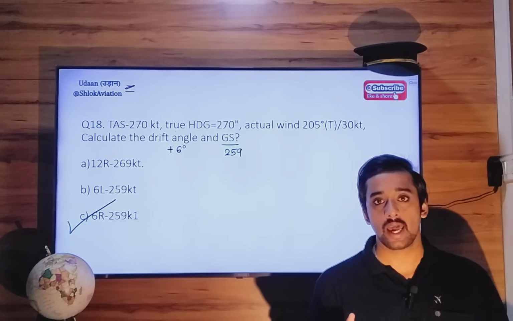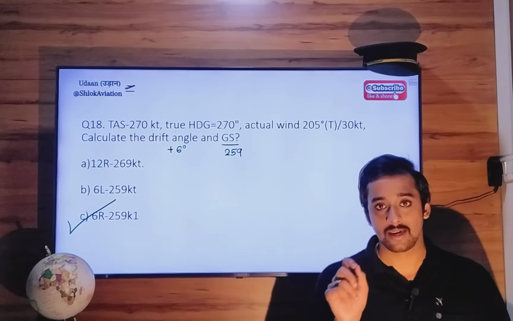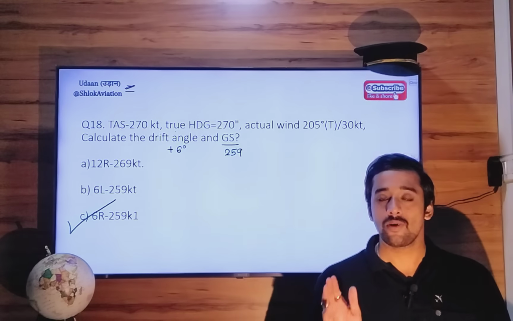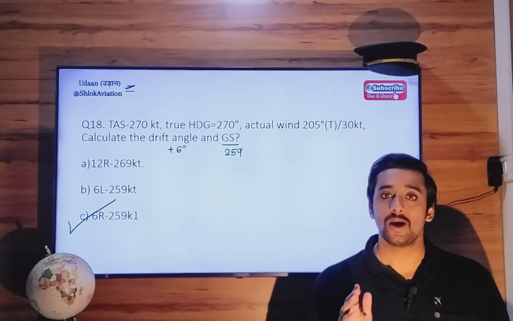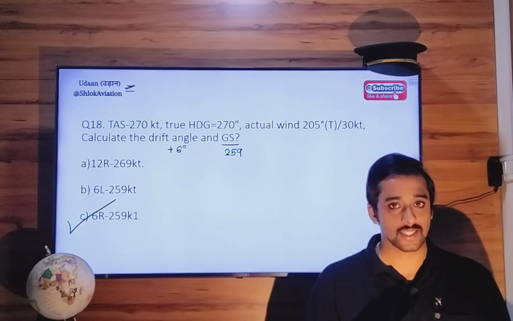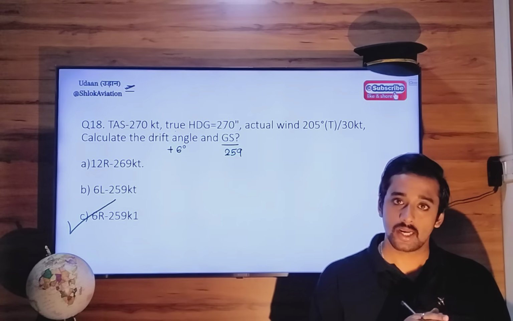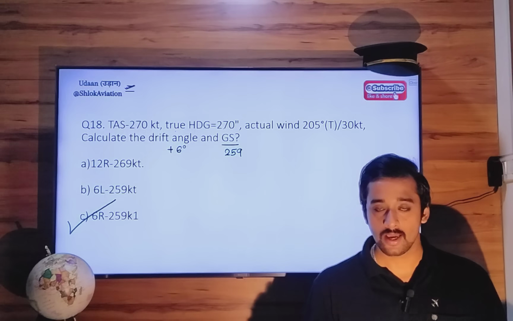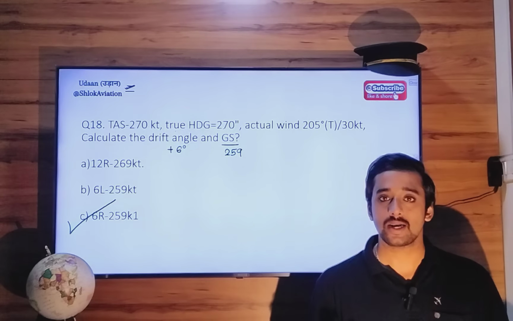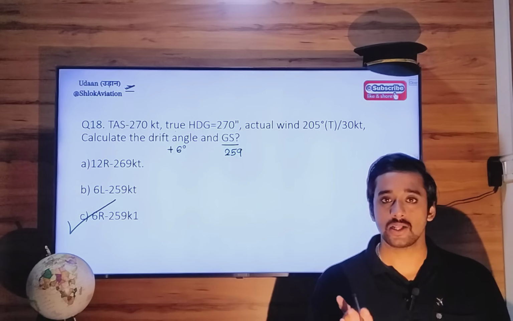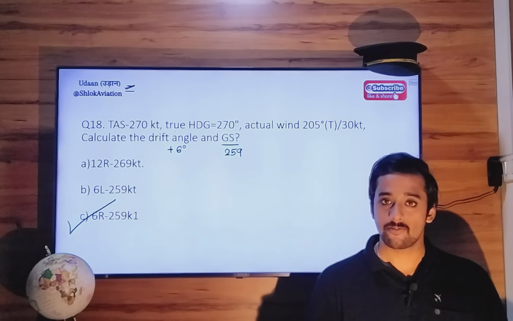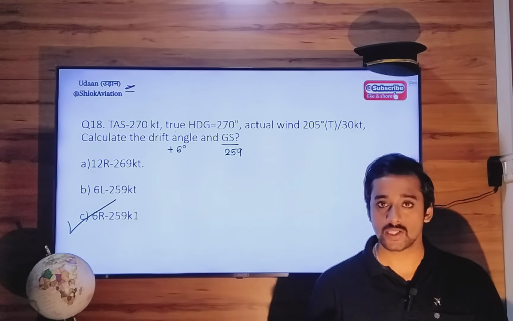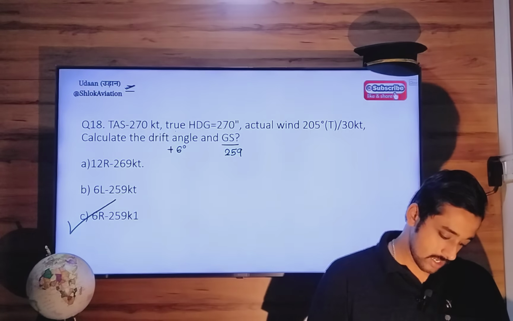Drift and wind correction angles have the same values, but the signs will be different. If you are drifting starboard, you will correct that drift by pointing your aircraft towards port side, left hand side. If you are drifting left hand side, you will point your aircraft nose in to the right hand side from where the wind is blowing. So the values are the same, but the sides are different. Okay, indicating left for minus, right for plus.